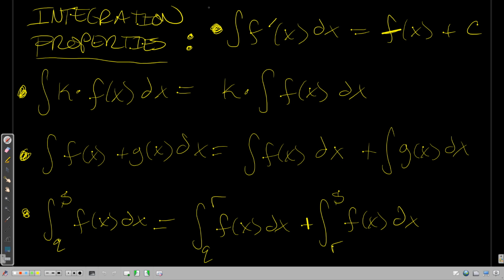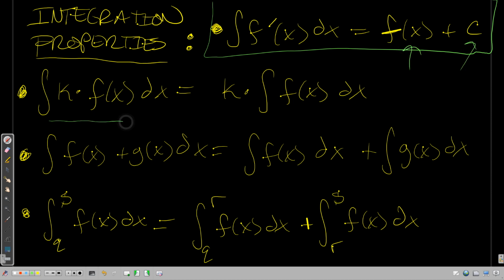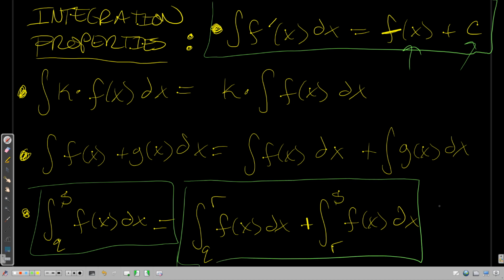Properties of the integral. This is the most basic one. You integrate a derivative, you get the function plus a constant. A constant times a function. The integral of a constant times a function is the constant times the integral. You can integrate term by term. You can break up a definite integral into multiple pieces, provided that you broke it up at some point that was between your limits of integration.